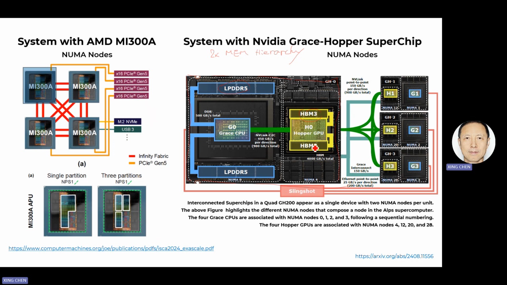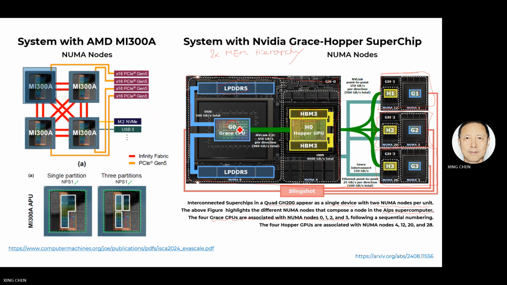So here you have a four-socket node with four superchips. That means here you have one superchip, the second superchip, the third superchip, and the fourth superchip. So in connected superchips, a quad Grace Hopper appears as a single device with two NUMA nodes per unit, meaning per superchip you have two NUMA nodes. The above figure highlights the different NUMA nodes that compose a node in the Alps supercomputer, which is located in CSCS in Switzerland. The four Grace CPUs are associated with NUMA nodes 0, 1, 2, and 3.